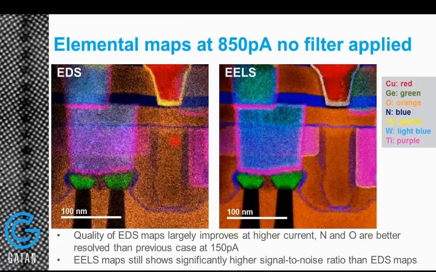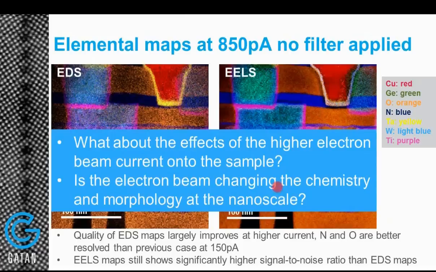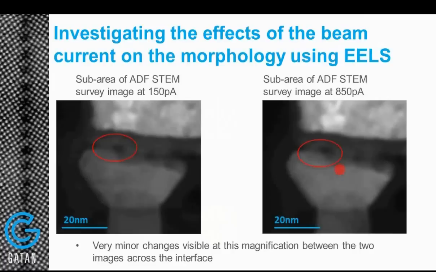Okay, but the question is, what about the huge amount of current we're pushing onto this sample? So the question that I ask myself is: is the electron beam changing the chemistry and morphology at the nanoscale? This is what we want to know. And we can approach this in different ways. The first one is actually looking at the image. So basically, try to compare the two images.